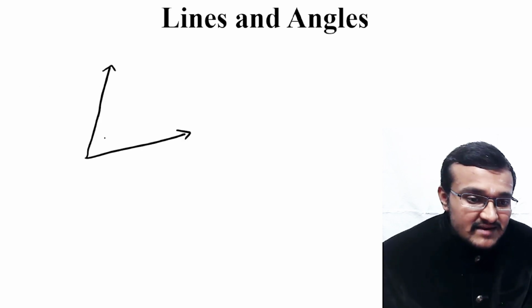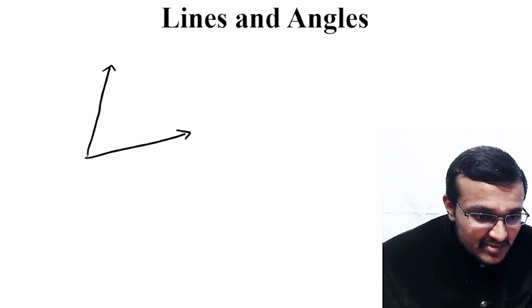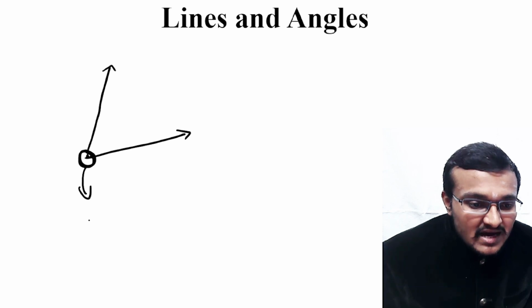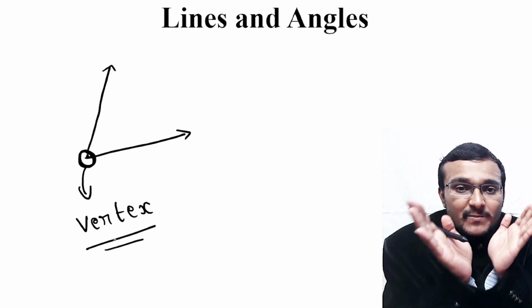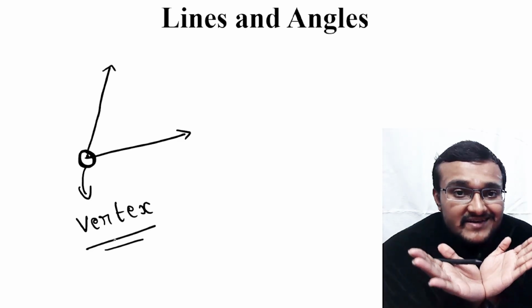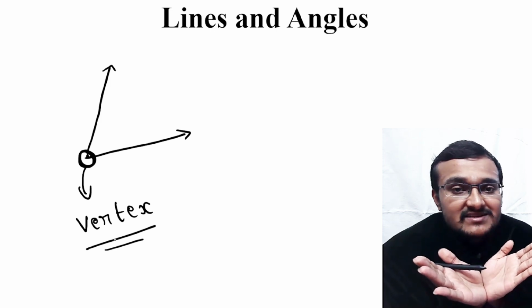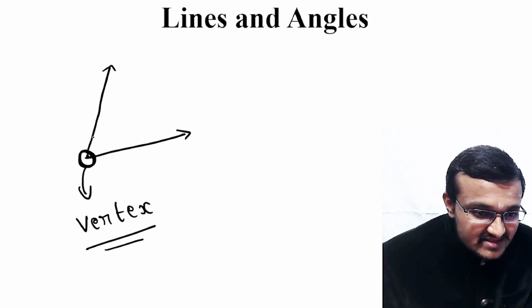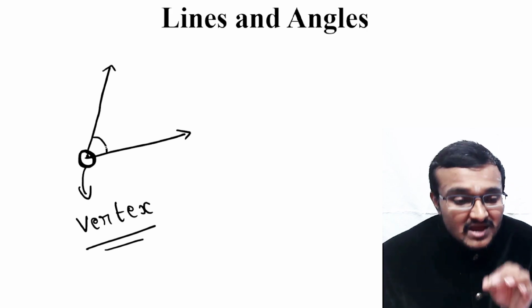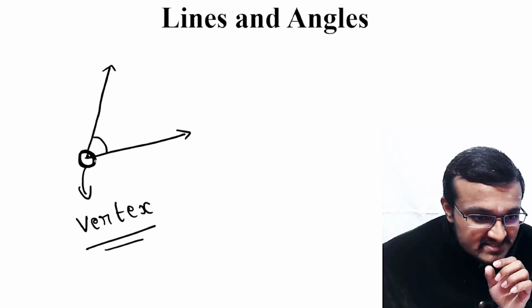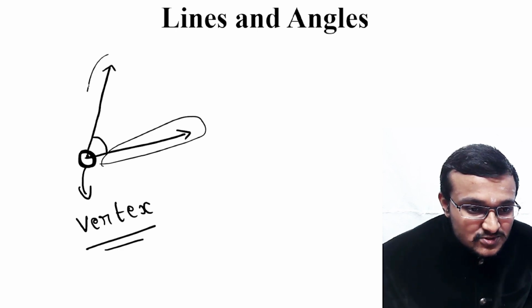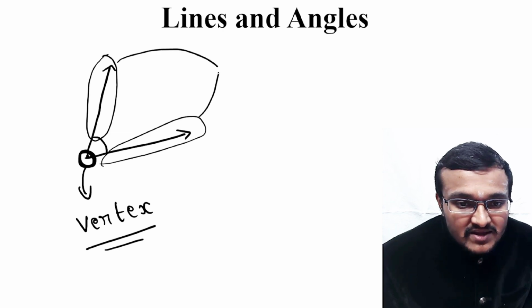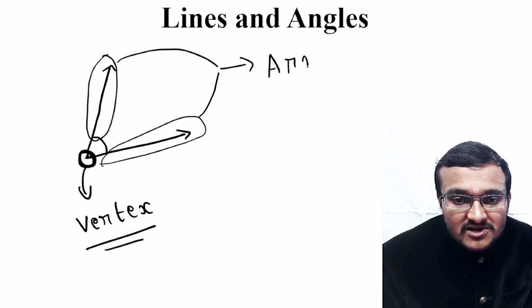Now if two rays are making an angle like this, the common meeting point of these two rays is known as the vertex. So you should remember this. Vertex is the common meeting point of two different rays which are forming an angle between each other. Here you can see an angle is formed between these two rays, and the rays which are forming the angle are generally known as arms of the angle.